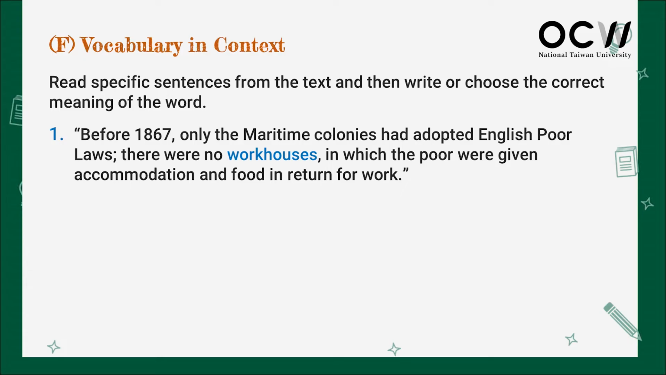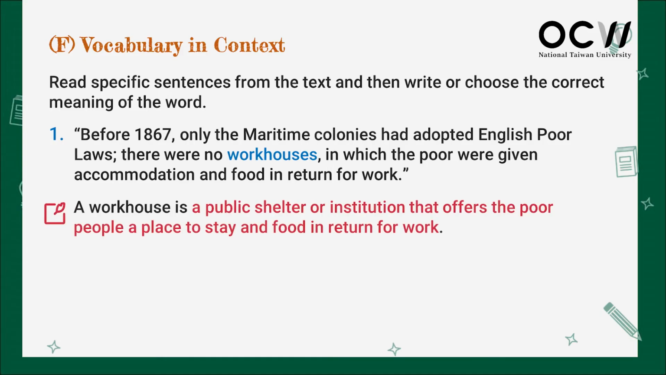So based on the context alone, we know that this is a place where they give accommodation, they give food in return for work. And so the dictionary definition is that a workhouse is a public shelter, so the government is actually paying for it, where the people can stay for food and accommodation in return for their physical labor. So that's the explicit definition. In this context, we did not need to know the explicit explanation, but we are able to grasp the gist of this vocabulary based on the context and the explanation alone.